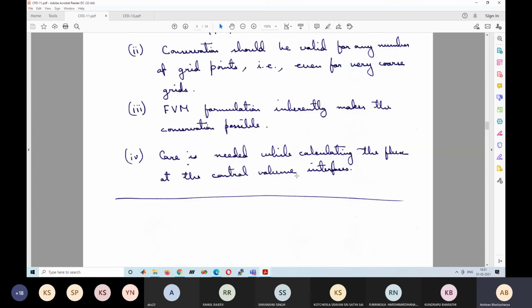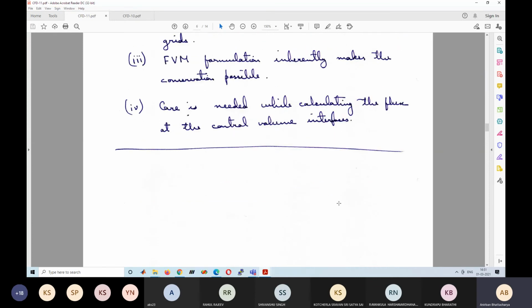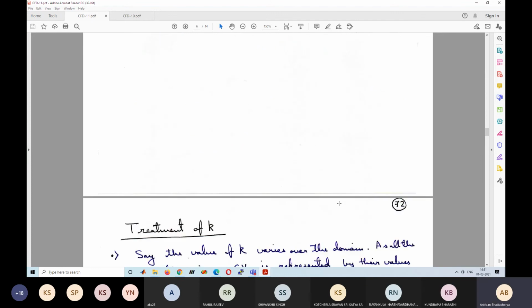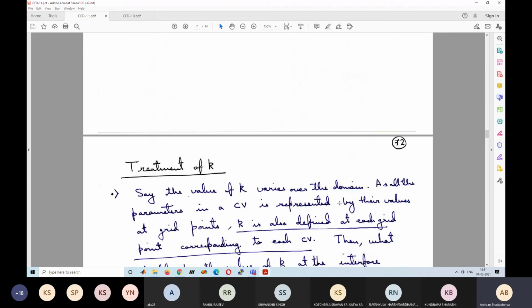Otherwise, we will move on to the next small topic. So there are small topics like this, before going into the next chapter. So if there is no question, the next topic is also a very important topic, although it's a small topic. It is how to actually calculate the value of K at the interface.